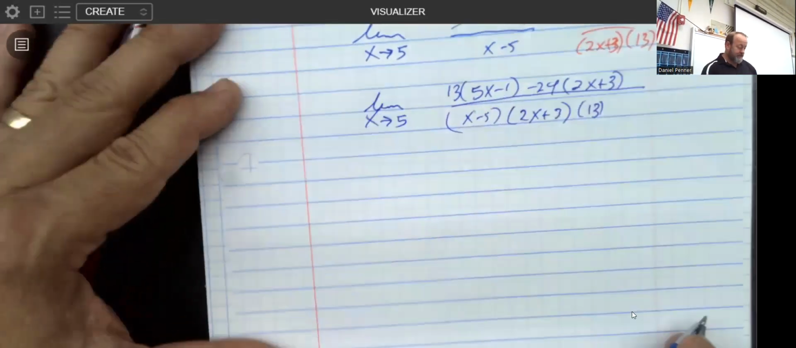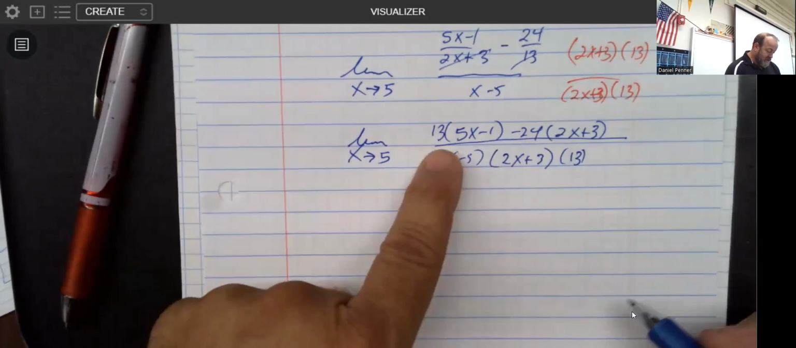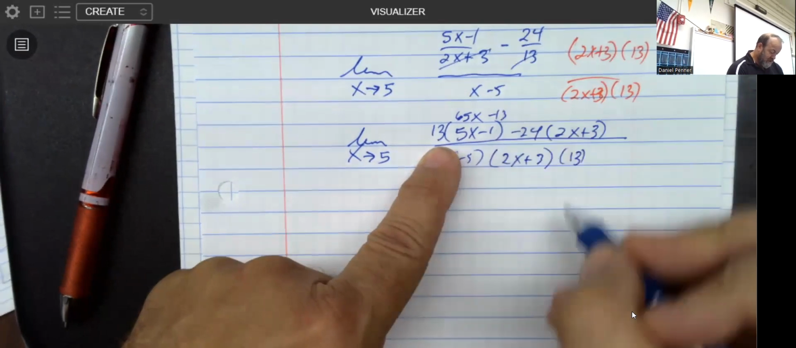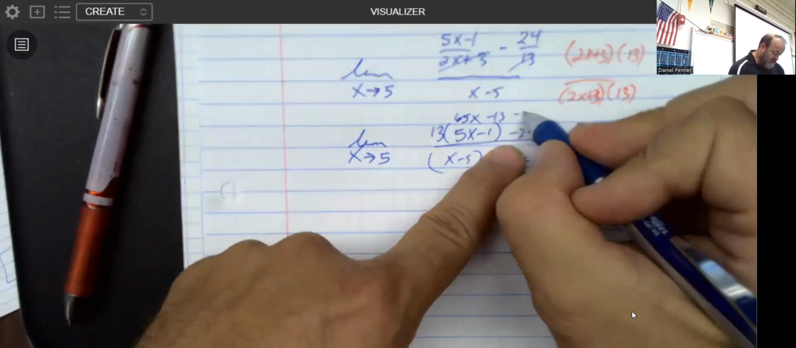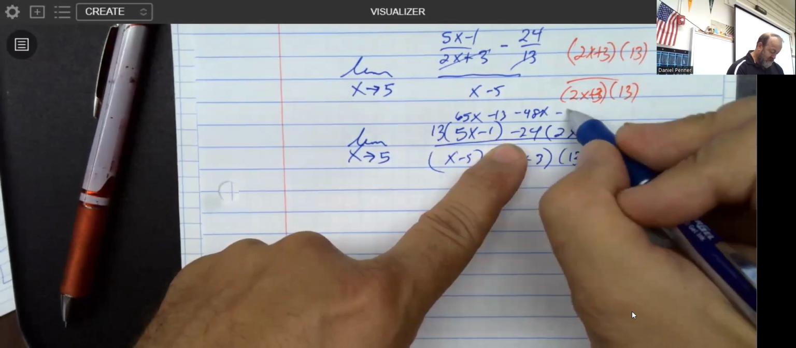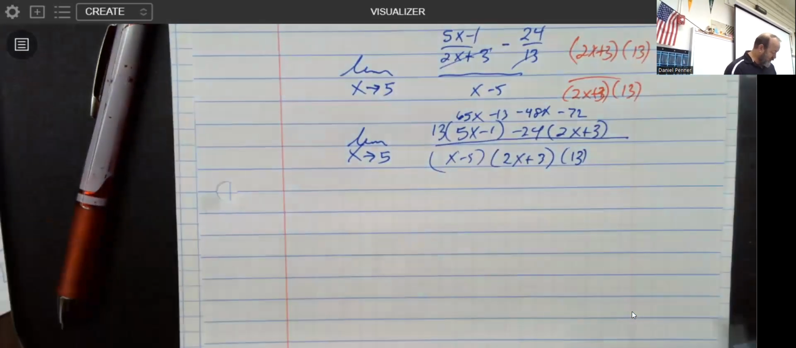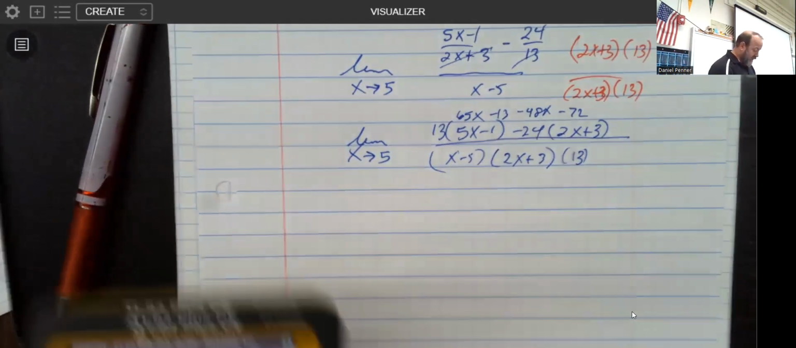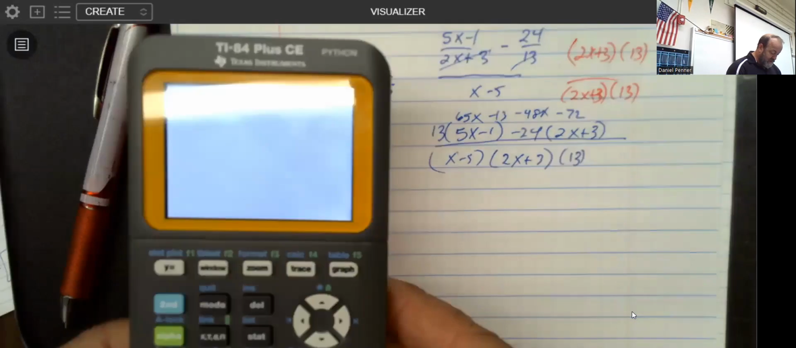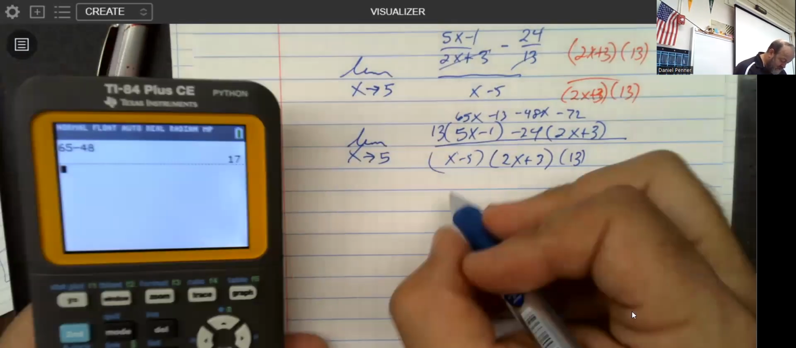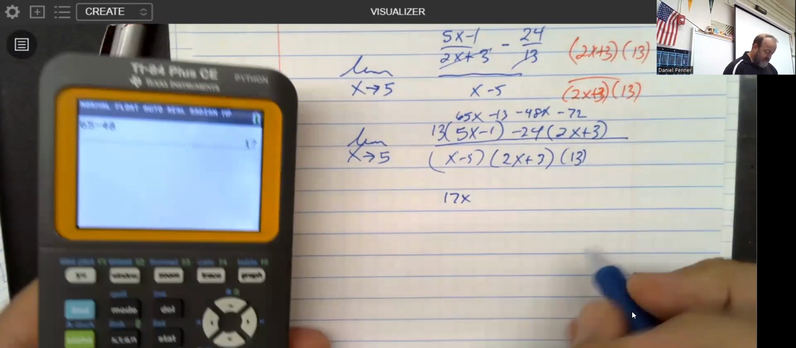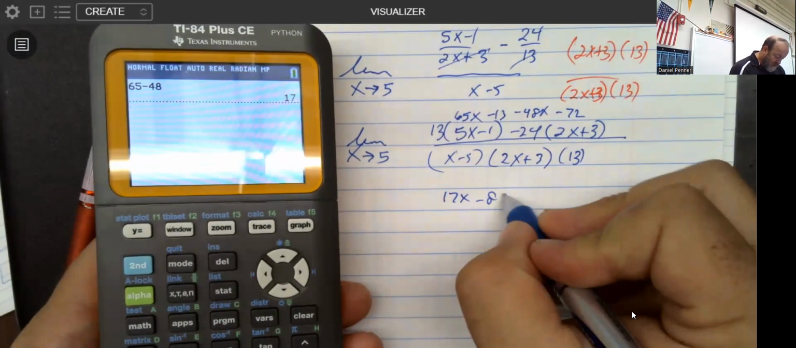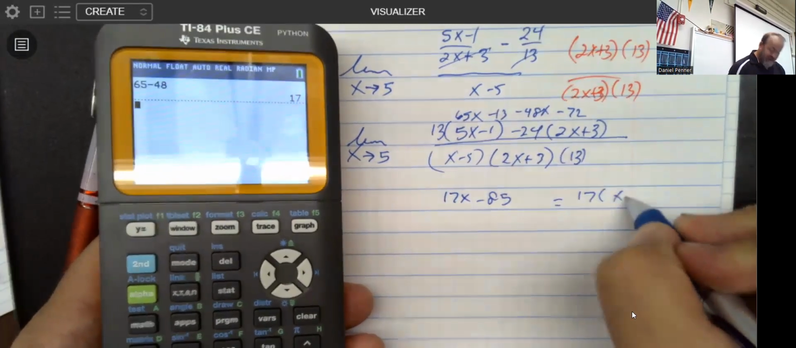So let's see what happens. I see 65 x's minus 13. I see negative 48 x's and a minus 72. So putting that all together, let's see, what is 65 minus 48? I feel like I should have that, but I certainly don't want to mess my video up and have to start over. So I got 17 x's. And negative 13 minus 72 is negative 85, which is 17 times x minus 5, okay?